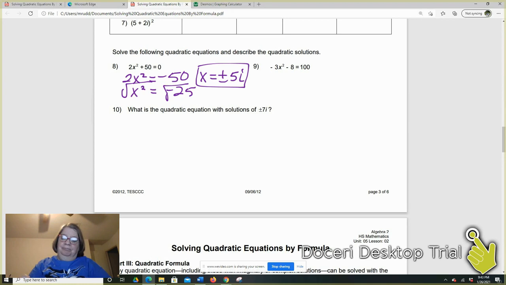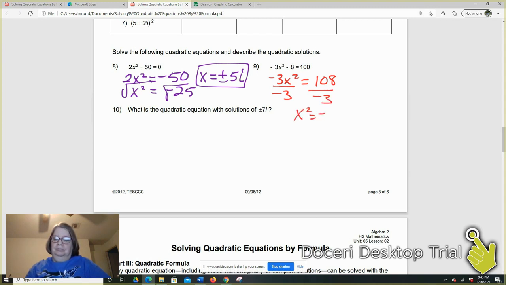Look at number 9. We're going to move the 8. Divide by negative 3. Take the square root. 6 because it's the square root of 36. i because of the negative. Okay.